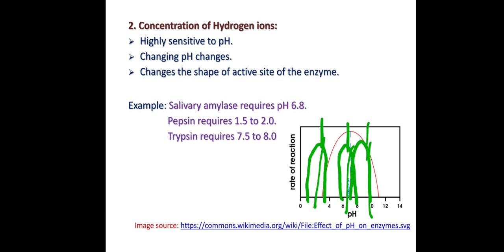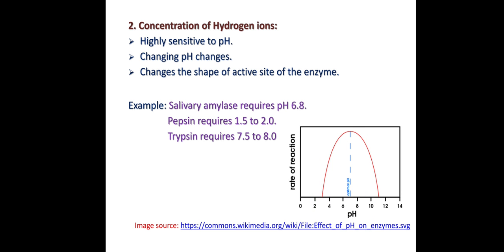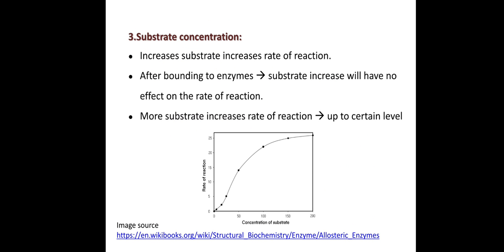So each and every enzyme has its own optimum pH. Some of the enzymes have optimum pH in their acidic range, some of them in the alkaline range, and most of them in the neutral range. So pH plays an important role in enzyme activity, and this somehow regulates the digestion of food in different parts of your alimentary canal. The next factor that influences the enzyme activity is the substrate concentration.